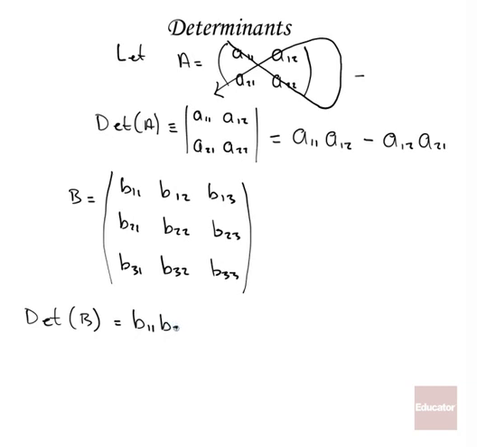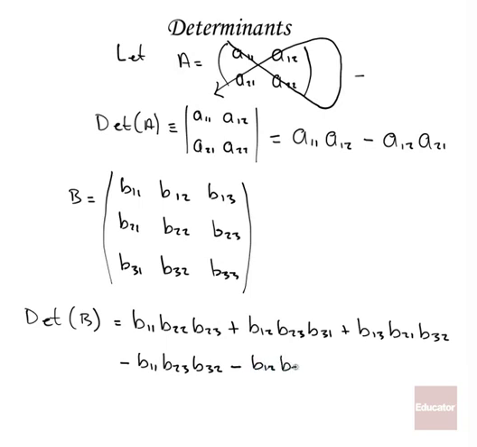B11 times B22 times B33 plus B12 times B23 times B31 plus B13 times B21 times B32 minus B11 times B23 times B32 minus B12 times B21 times B33 minus B13, B22, B31. Here is the pattern.